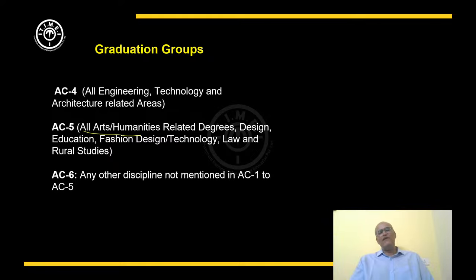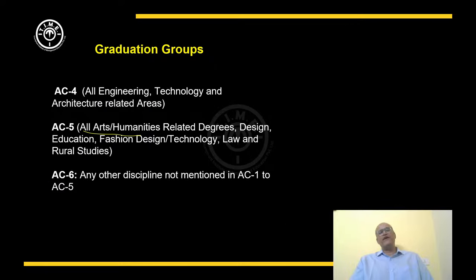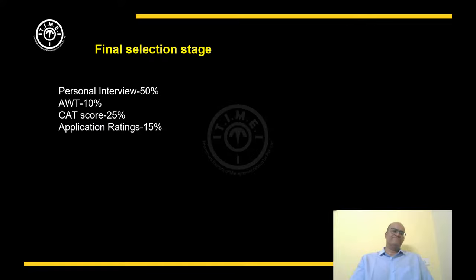So, when they calculate your graduation weightage, they will do it separately for each of these groups. So for AC1, the percentage buckets will be different because getting a very high score in medicine is not easy. Whereas, let's say in engineering, getting a high score will be much easier. So there the buckets will be a little more challenging. So that is how they are going to take graduation performance into account.